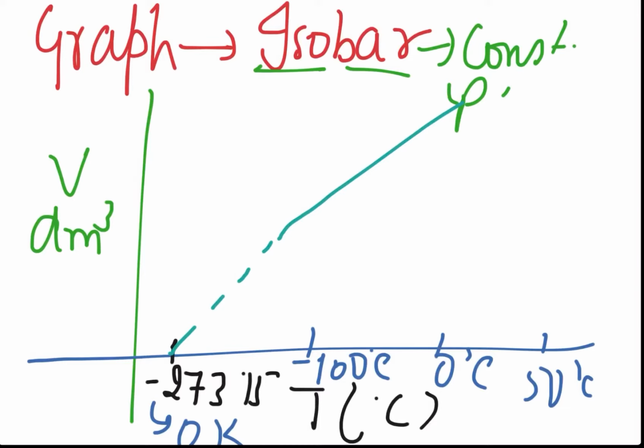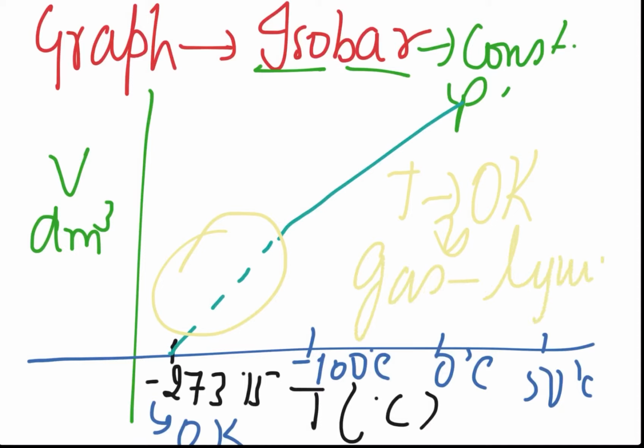The straight line is there, which is indicating direct proportionality, but there is this part which is most striking: why is this line here dotted? The reason is that when I talk about gases at 0 Kelvin or near 0 Kelvin, when the temperature approaches 0 Kelvin, there is no gas existing. All the gas actually turns into a liquid. There is no gas which actually exists at 0 Kelvin. All the gas turns into liquid.